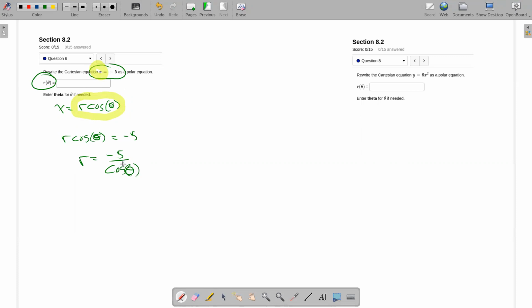And then I should graph this to see if it looks like the line x equals -5, right? So this vertical line, x equals -5, pretty straightforward in Cartesian, a wee bit more complicated in polar, but let's try to graph that and see what we got.